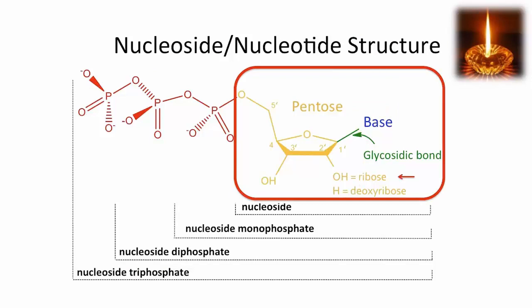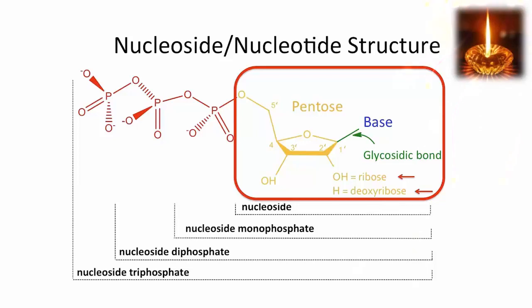The sugar can have either a 2' hydroxyl, making it a ribose, or it can have a 2' hydrogen, making it deoxyribose. Ribose is found in ribonucleic acid, or RNA, and deoxyribose is found in deoxyribonucleic acid, or DNA. So this difference between RNA and DNA at this position is reflected in their names.